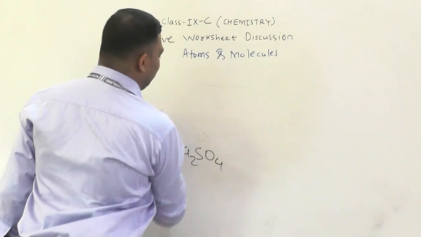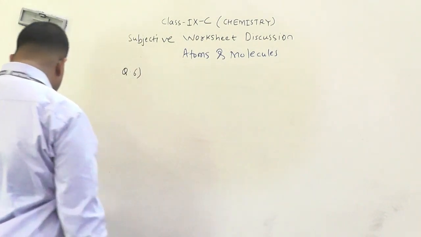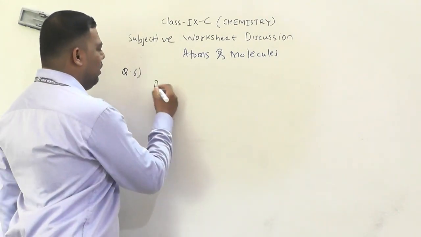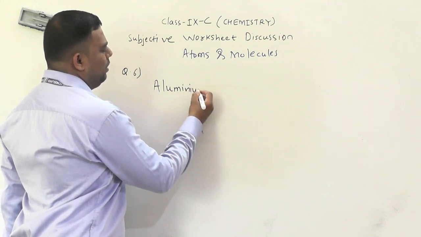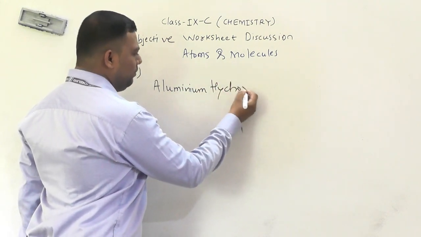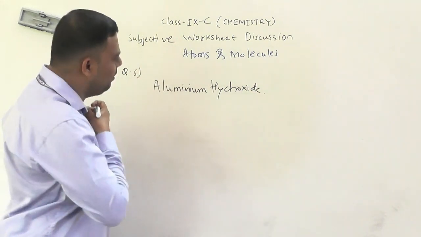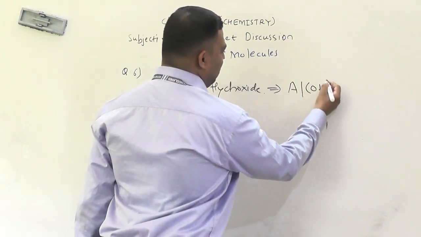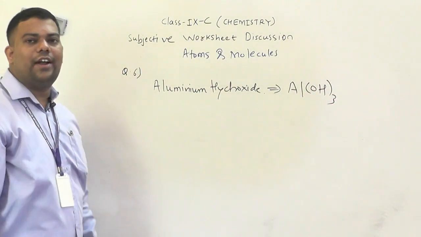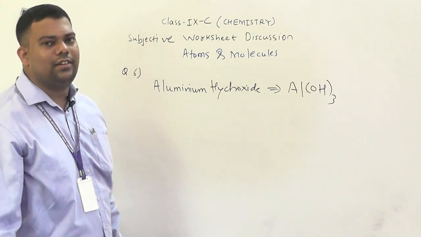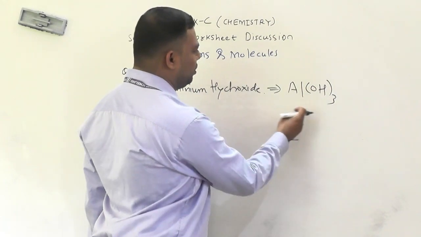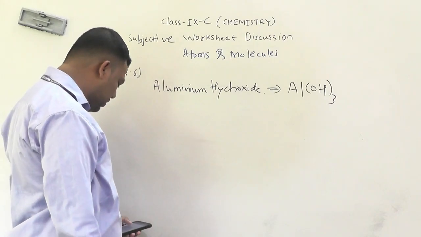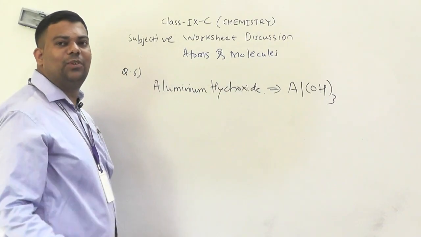So see next in question number 6, aluminum hydroxide. Basically the hydroxide ion is OH minus. So in aluminum hydroxide, it is Al(OH)3. Here you must know what hydroxide is: the OH minus ion. By crossover valency, aluminum is plus 3 and OH is minus 1. Okay, so this is aluminum hydroxide. Next, calcium fluoride. So see in calcium fluoride.